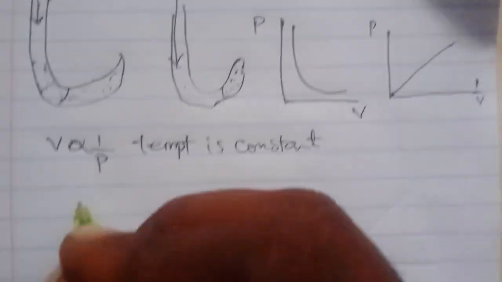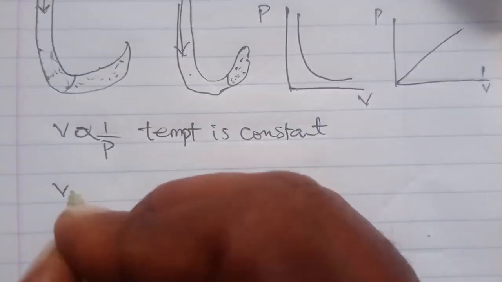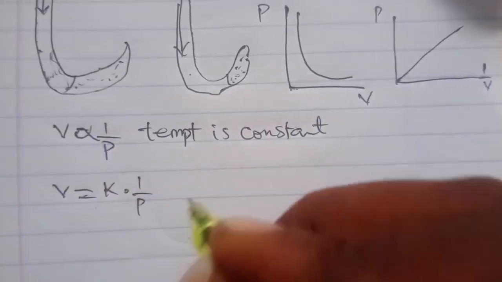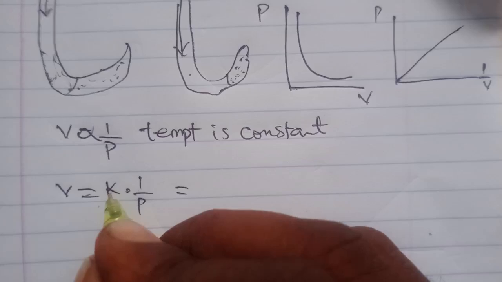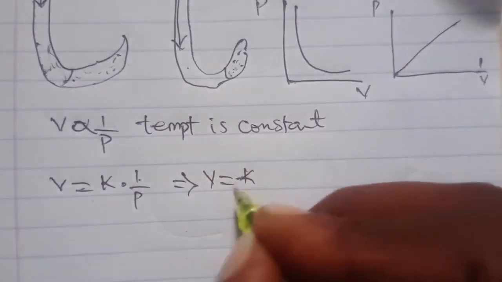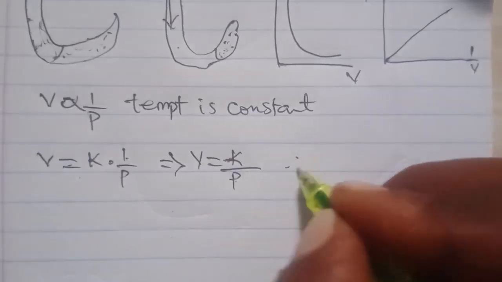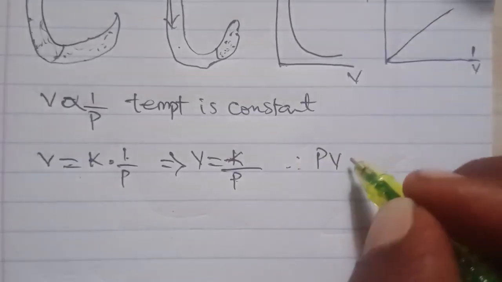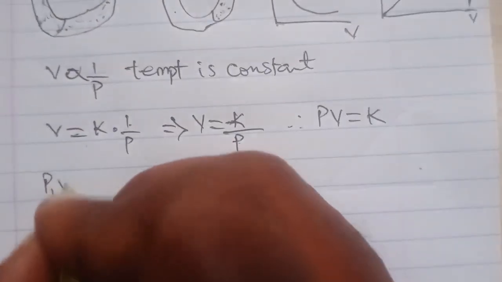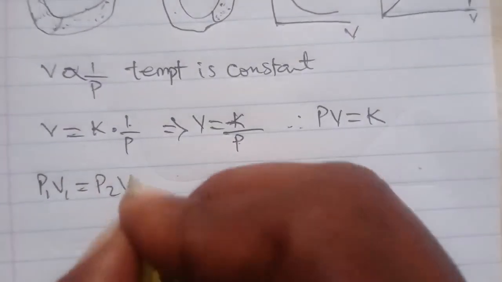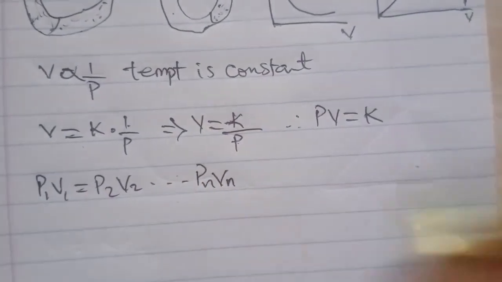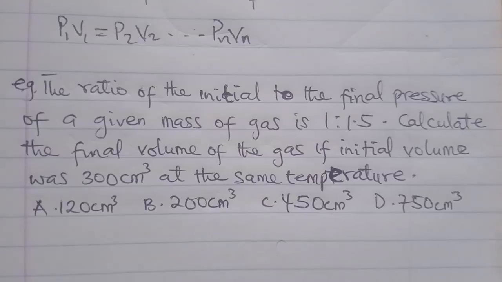So from here we can have that volume is equal to a constant times 1 over pressure, which is constant times 1 over P, that is K over P. Therefore, the product of pressure and volume is constant. And by extension, P1V1 is equal to P2V2, and so on for any volume that you are dealing with. So let's solve this question.